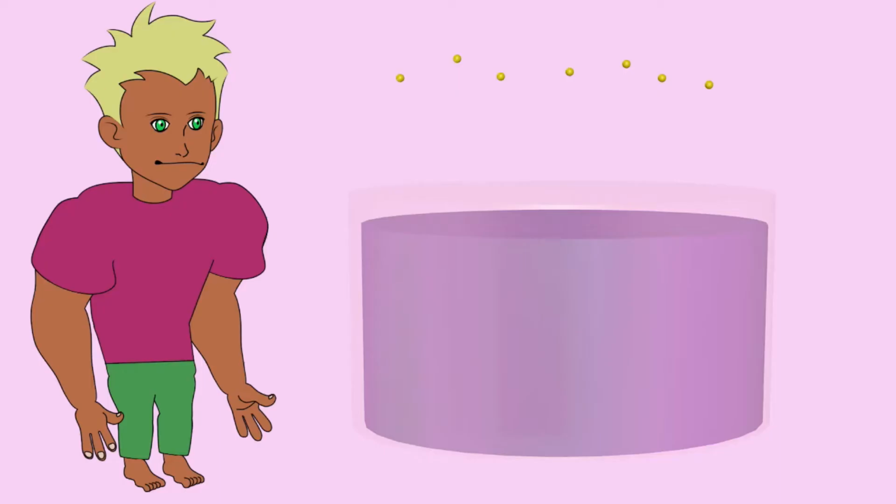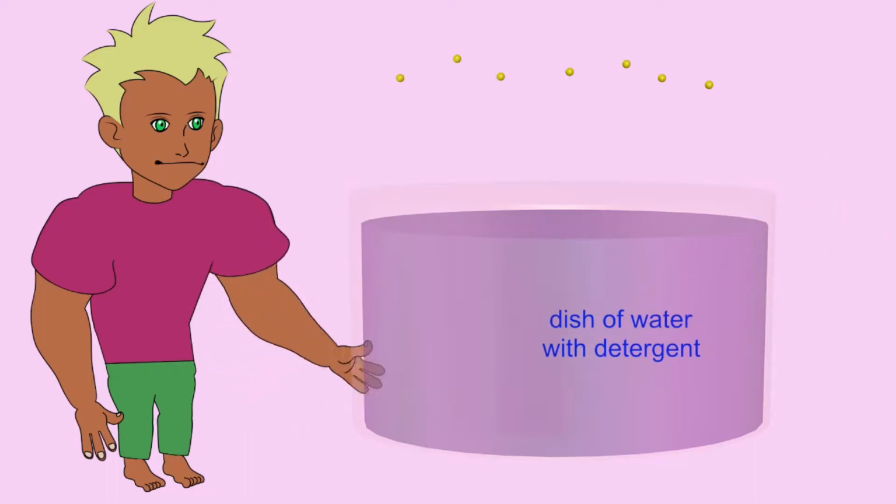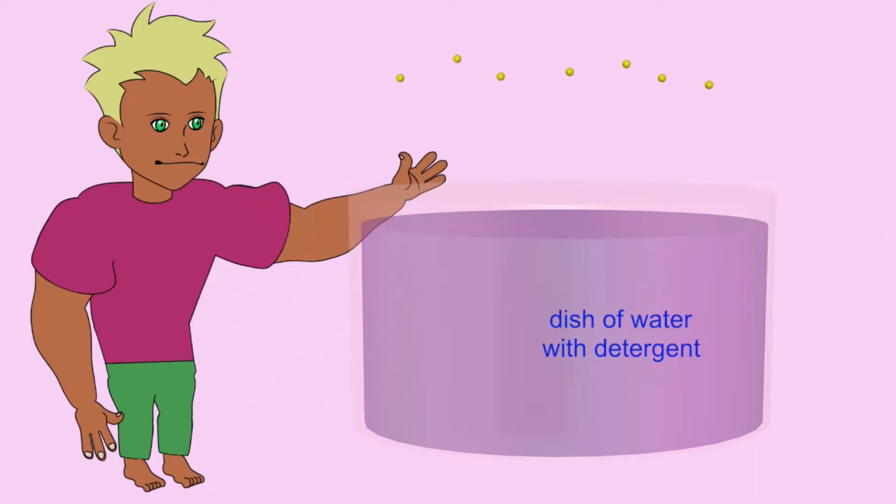Then I added a bit of detergent in the water. It had a purplish color. And now when I sprinkled sand grains on the detergent water, most of the sand grains sank.